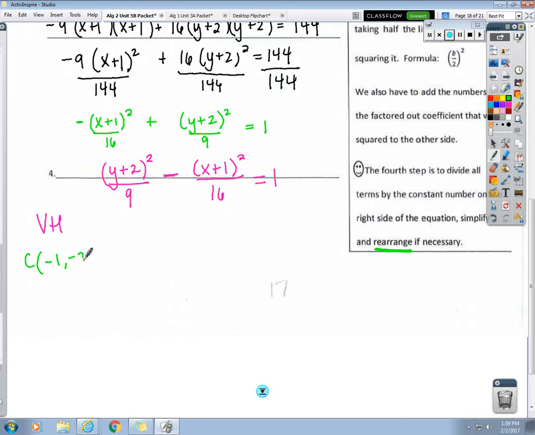Negative 1, negative 2. Okay, y'all got to focus on that. That's going to get y'all on the test if you don't really pay attention. Alright, now we need to do the foci.